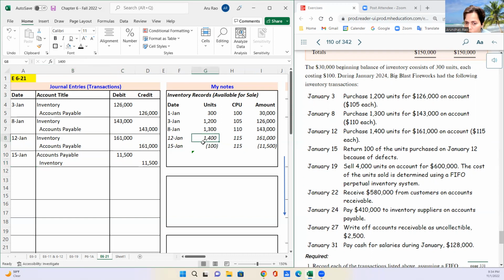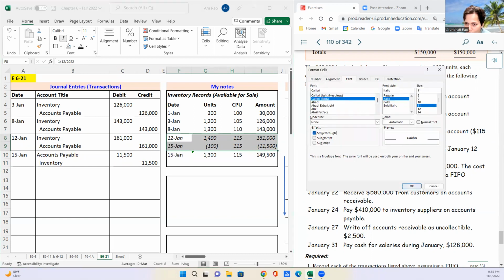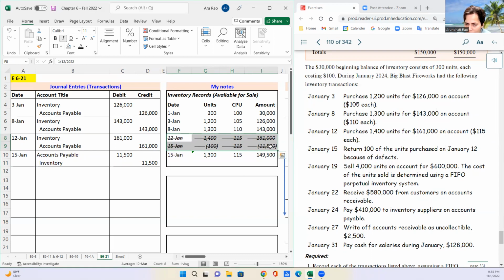Now, I had 1,400 that I purchased, 100 are returned. So after the return, how much am I left with? This is what I'm left with, okay? So these numbers over here, I'm going to put a strike through, indicating don't take this into account anymore. What I have is 4 layers: 300 units, 1,200 units, 1,300 units, and 1,300 units. The 1,400 dropped to 1,300 units, and I know what the cost per unit is.